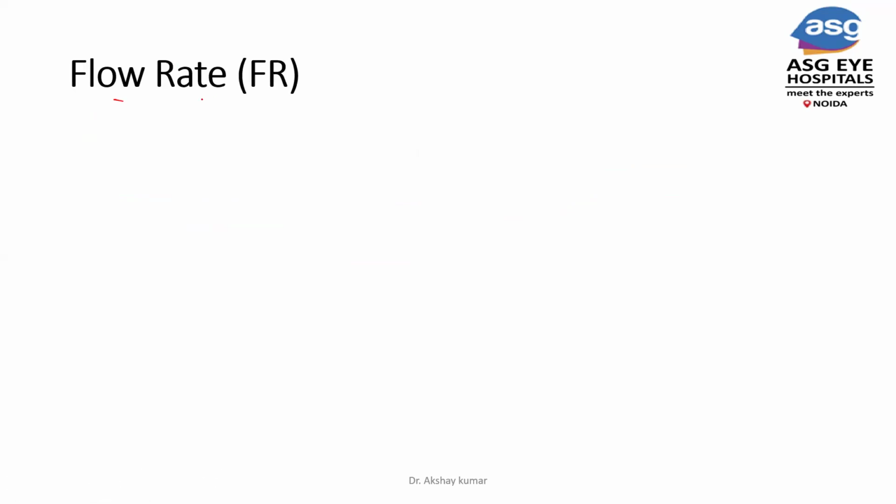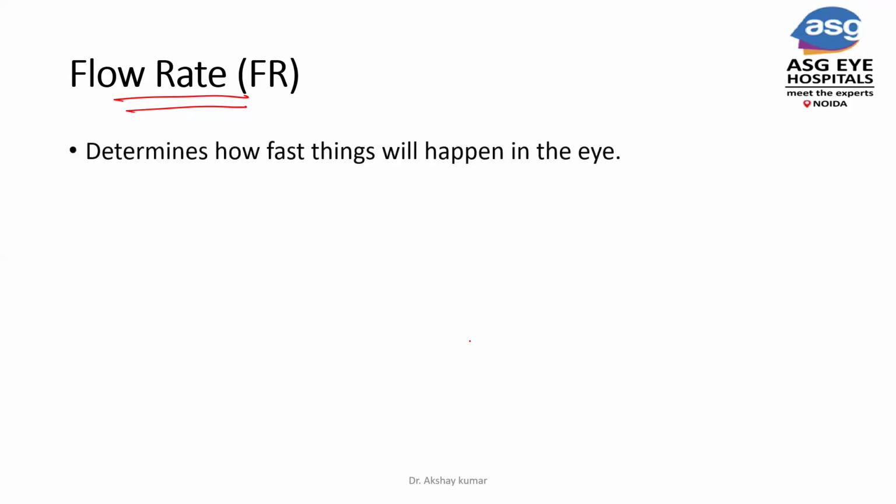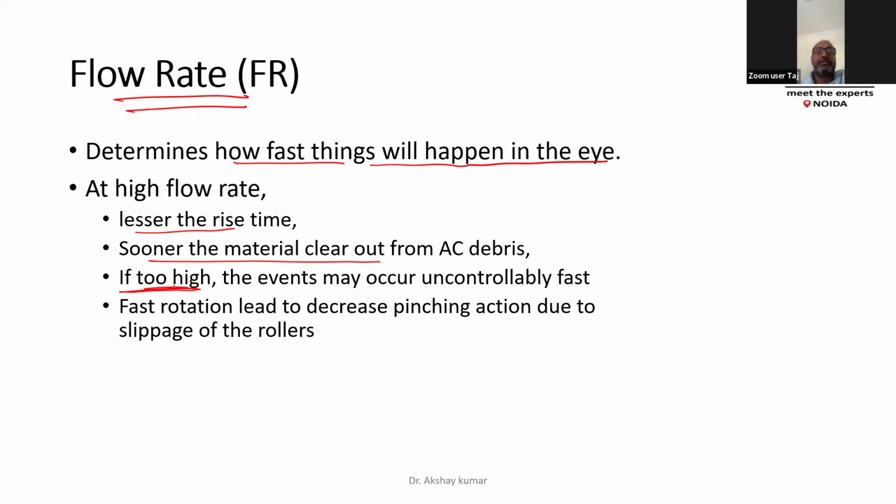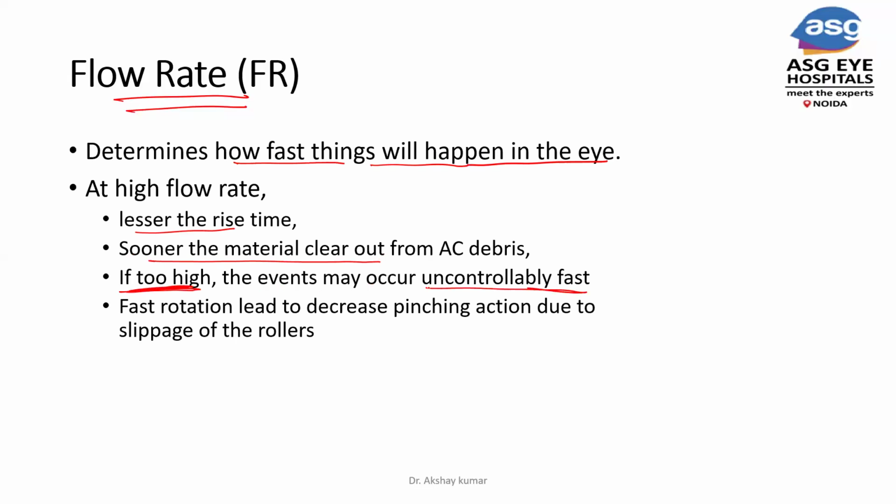Now, the flow rate. If I'm talking about flow rate, you just need to assume that I'm talking about the peristaltic pump mainly. It determines how fast things will happen in the eye. At a high flow rate, the rise time is lesser and material clears out from the AC sooner. If it is too high, events may occur uncontrollably fast. Fast rotation leads to decreased pinching action and it will lead to slippage of the rollers.